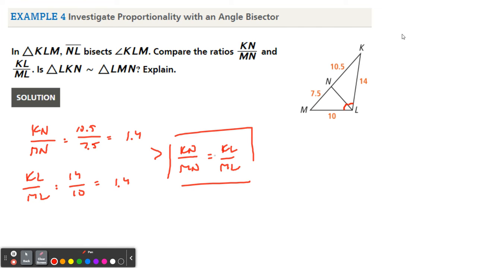Okay. But now the question is, is triangle LKN similar to triangle LMN? Well, these would be two pairs of sides, right? So notice where KN and MN are, they're here, and then KL and ML are here. So to use side angle side, we'd have to know that angle K is congruent to angle M. We don't know. So is angle K congruent to angle M? I don't know. The other thing to do is you could compare the third side. Well, the third side of both triangles would be NL.